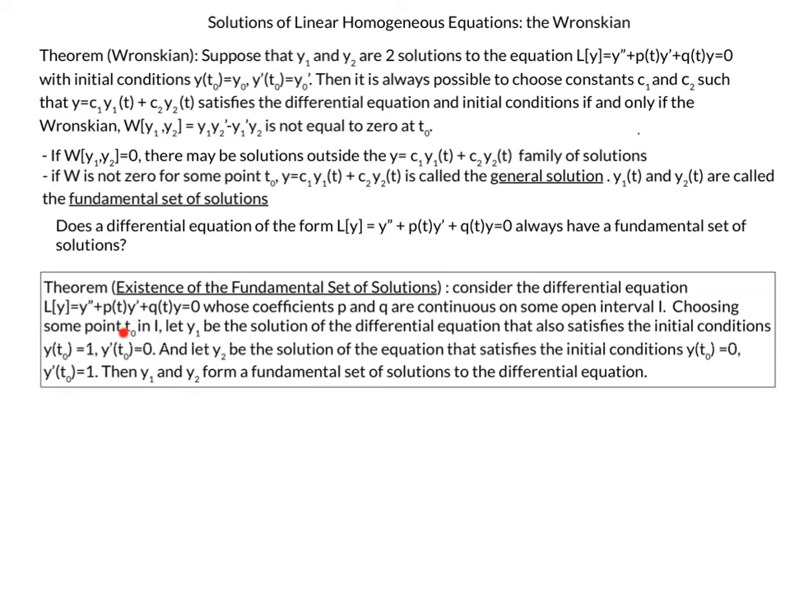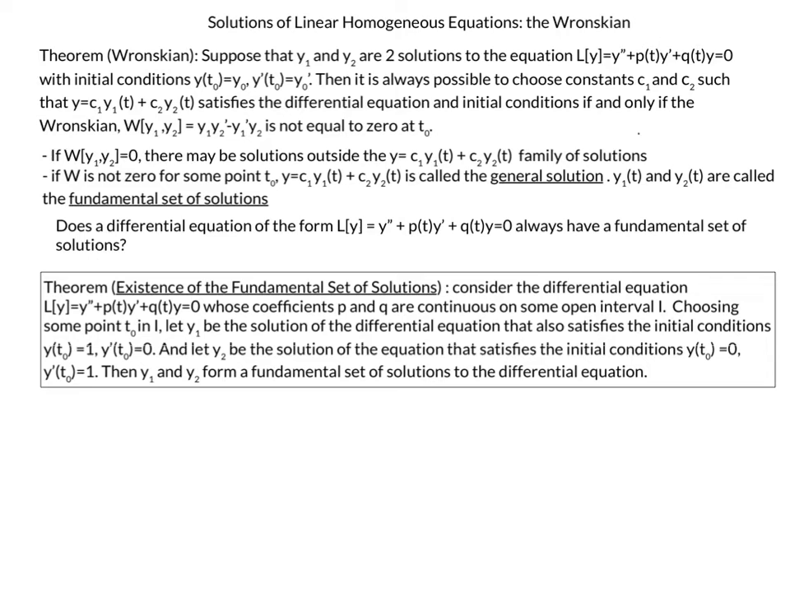Choosing some point t naught in I, let y1 be the solution of the differential equation that also satisfies the initial conditions y of t naught equals 1, y prime of t naught equals 0. And let y2 be the solution of the equation that satisfies the initial conditions y of t naught equals 0 and y prime of t naught equals 1. So here y1 and y2 satisfy these particular initial conditions.